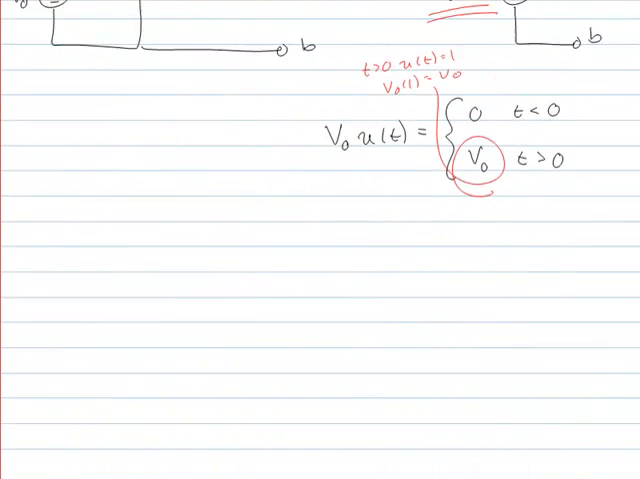And then another application that we're going to use these for is in sampling. And we also call it sifting. All right. And we're going to use this with the unit impulse. I mean, we're going to look at this. This is an application of the unit impulse.